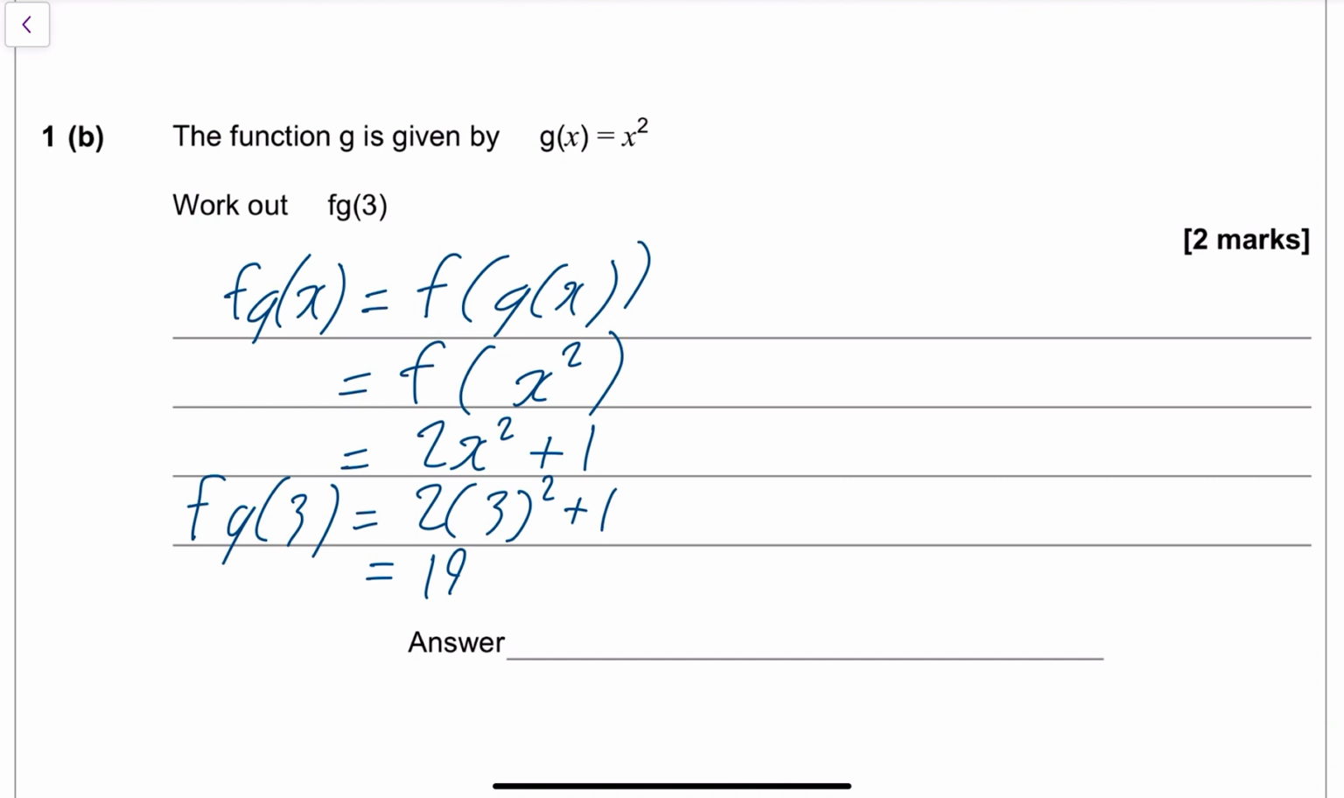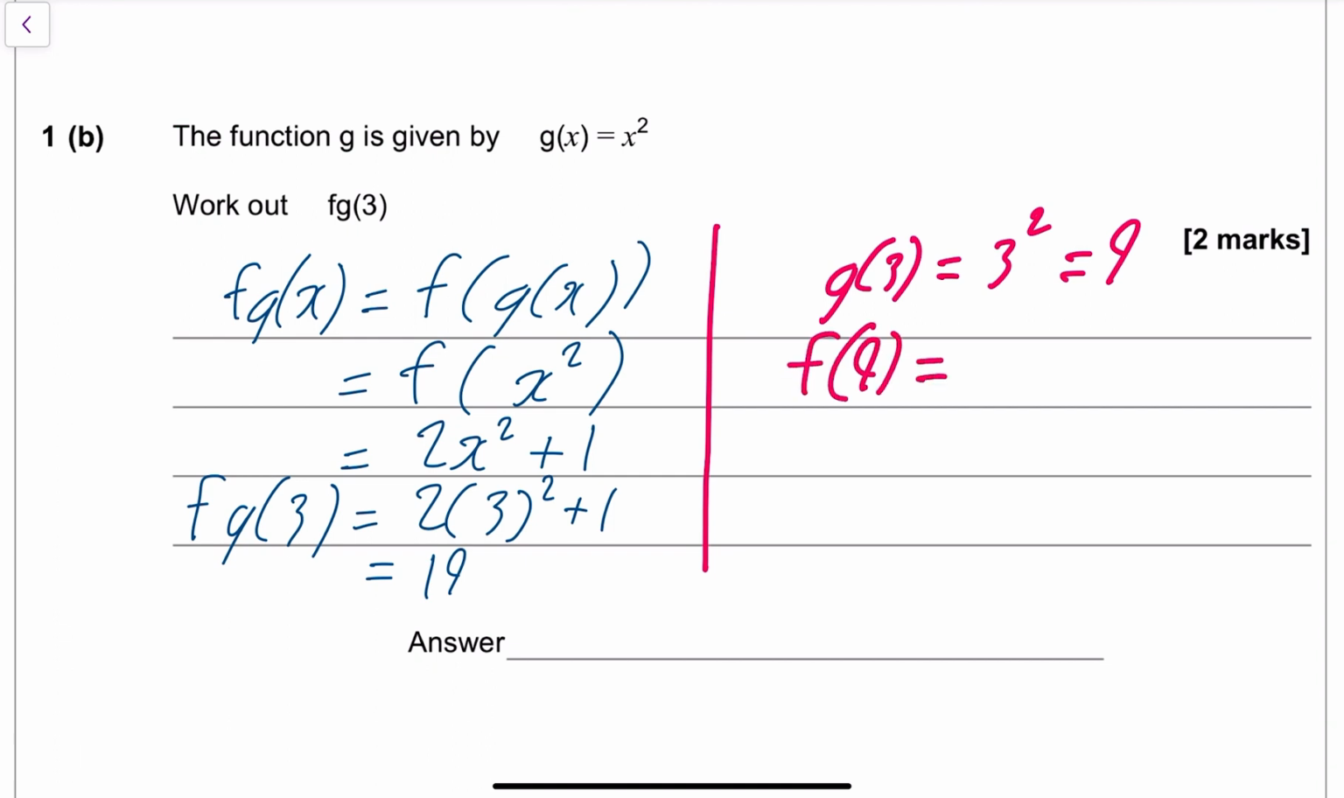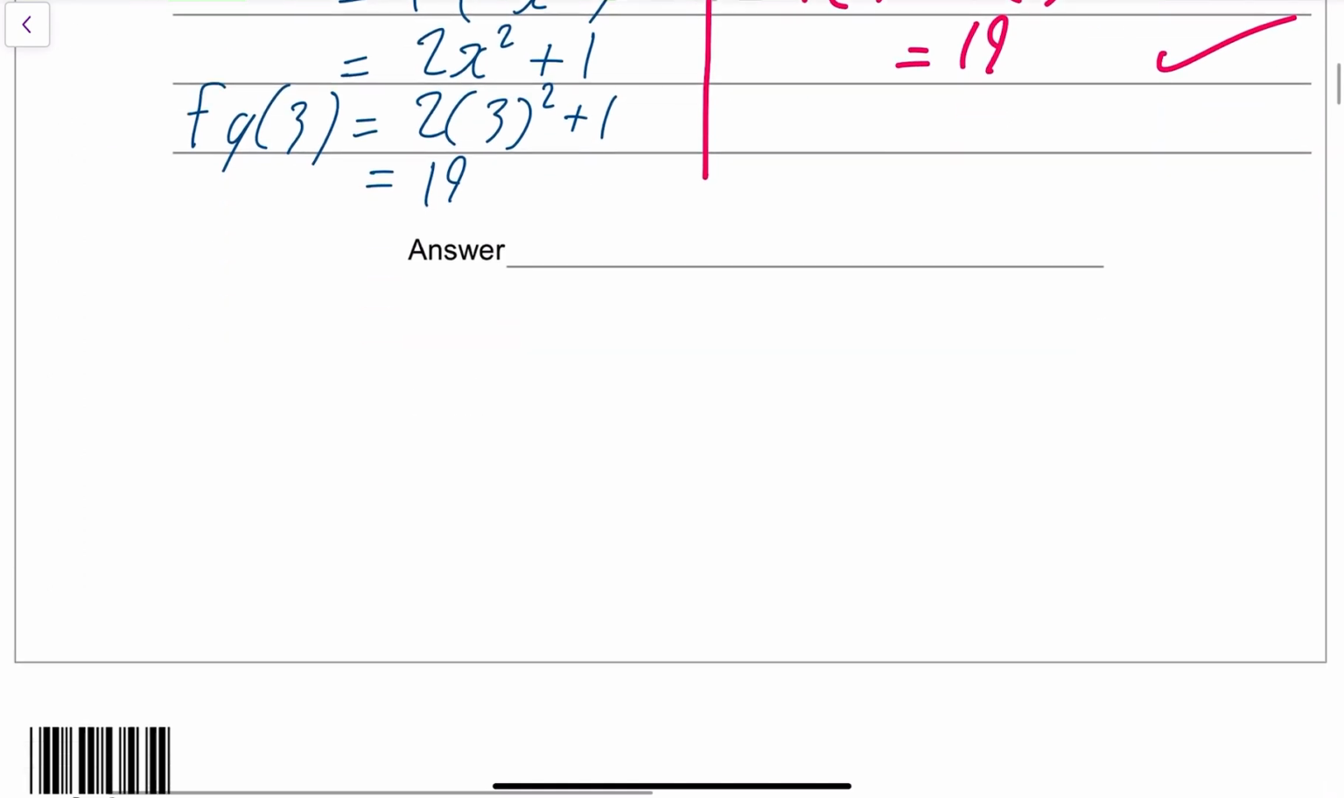Okay, is there another way of doing this one? Well, a different way of doing this one, we could just do g of 3 first of all. So do g of 3, that means 3 squared, which gives you 9. And then do f of 9 and see what that gives you. And f, remember, was 2 times the x, so 2 times 9 in this case, plus 1. And again, that gives you 19.